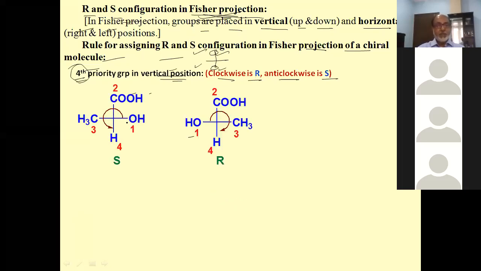Now you see, this is 1, 2, 3, and the fourth priority group is here, down. So whether the fourth priority group is here or here, whatever rotation you get, 1, 2, 3 rotation is anti-clockwise now. If it is anti-clockwise, this is S. And here, because it is going to be its mirror image structure, if this is S, this should be R. Let us see, 1, 2, 3. Am I right? So it's very simple. If your H is here also, the same rule persists. If it is here also, the same rule will apply.